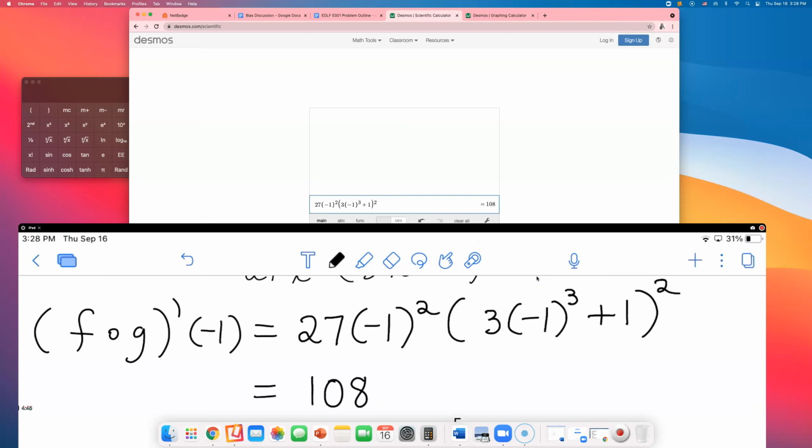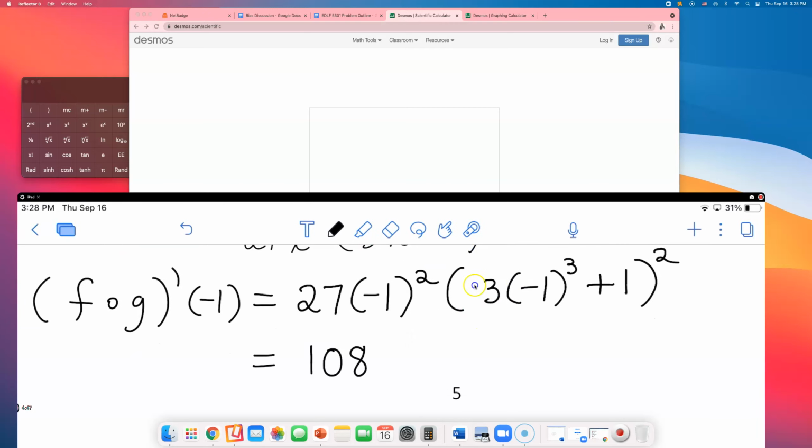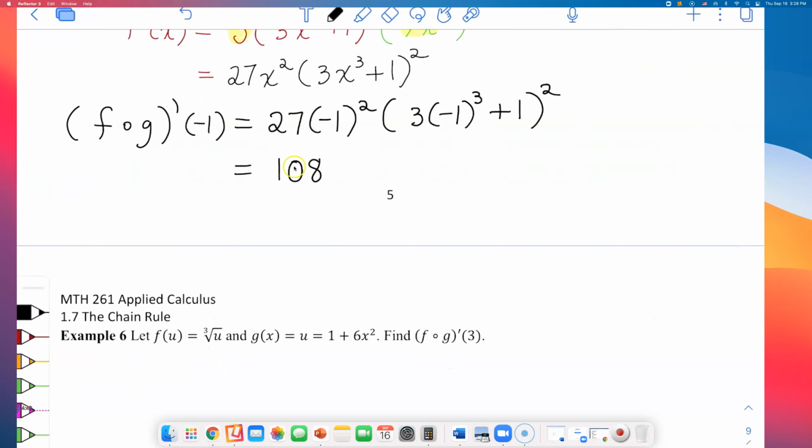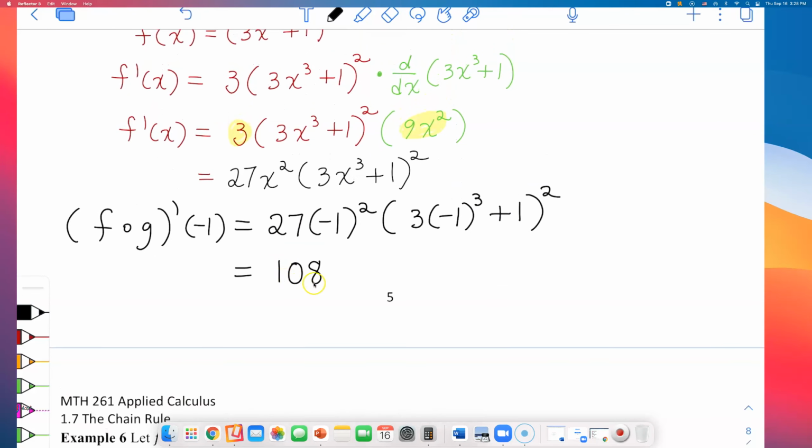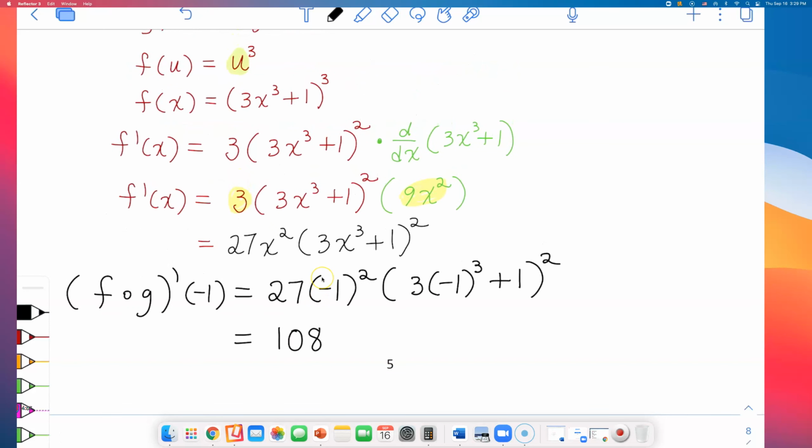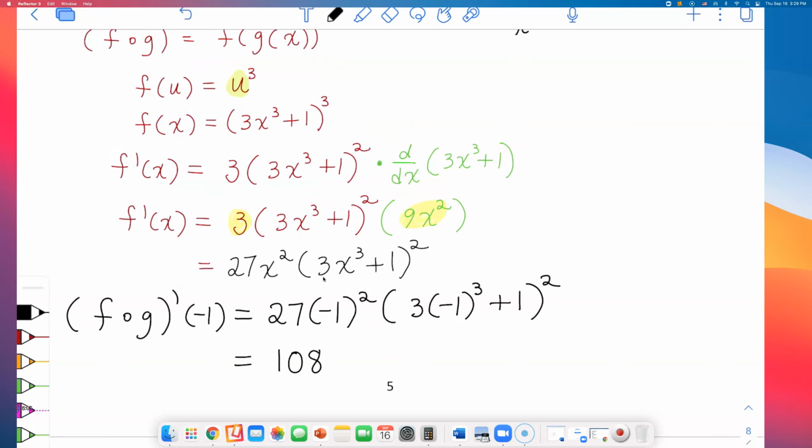So the slope of the tangent line at -1 must be very steep, right? It's going up like crazy. It's going up 108 over 1. So if we were to graph it, I'm not going to graph it, but we would see such a steep line. It's almost going to look like a vertical line.